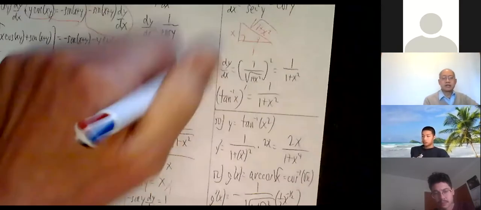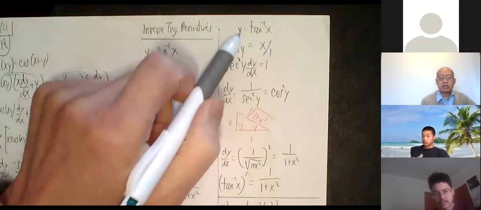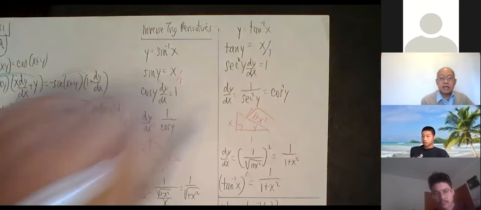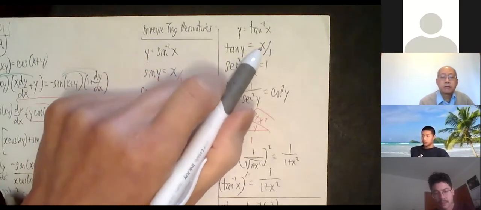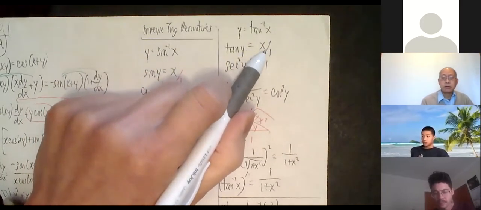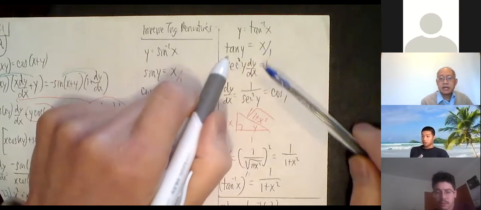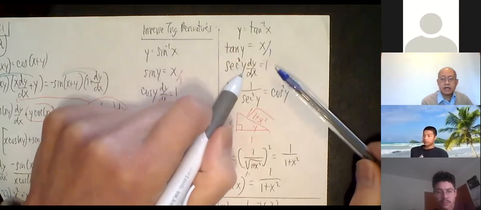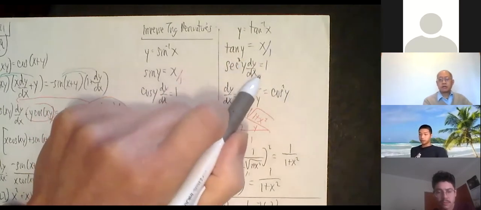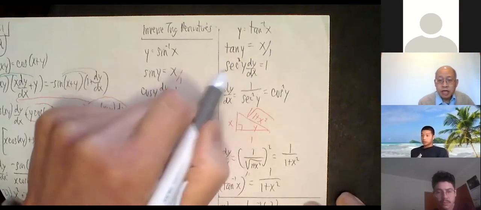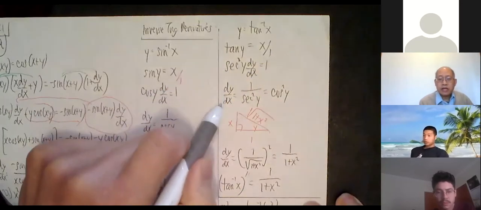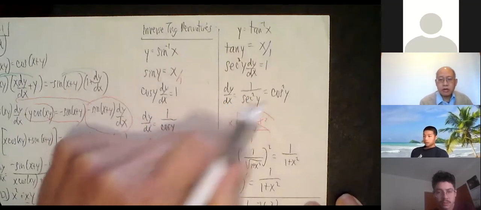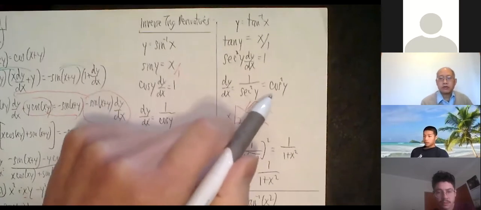And then inverse tangent, derivation. Same thing, I'll just fly through it. y equals inverse tangent of x means tangent of y is x, or x over 1. Differentiate implicitly. The derivative of tangent is secant squared. So secant squared y times dy/dx equals the derivative of x, which is 1. Divide both sides by secant squared of y. So dy/dx is 1 over secant squared y. But the reciprocal of secant squared is cosine squared. So cosine squared y.